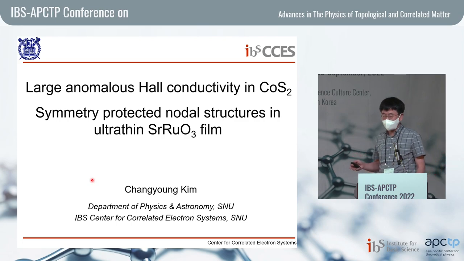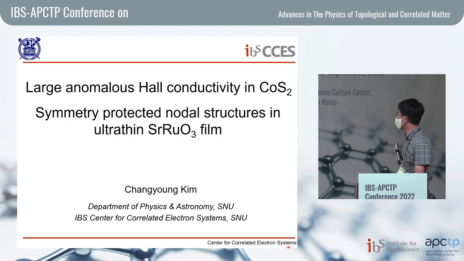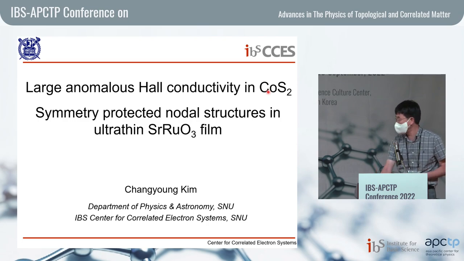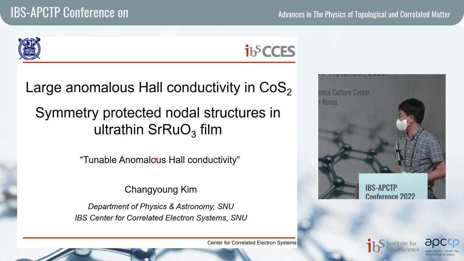Okay, so in the later part of my presentation, I'll talk about symmetry protected nodal structures in ultra-thin strontium ruthenate, and cobalt disulfide. Cobalt disulfide is a bulk material. Meanwhile, strontium ruthenate that I worked on is a thin film. So they seem not to have any common ingredient, except both are ferromagnets. But as you will find, there's an aspect of tunable anomalous Hall conductivity.